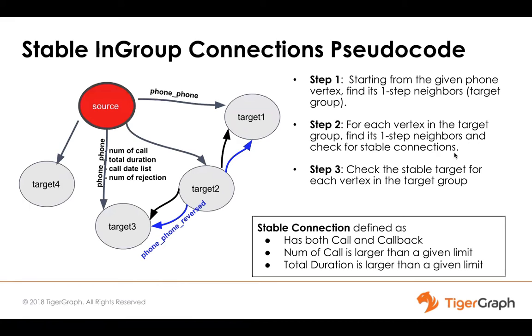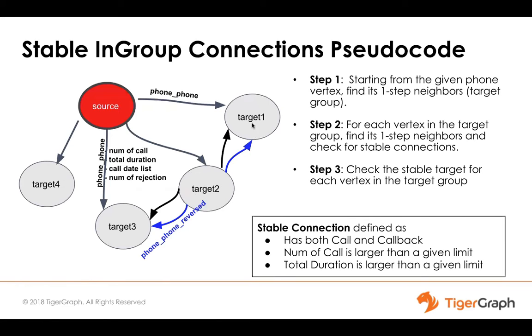Then, starting from each vertex in the target group, we find its one-step neighbors and check whether it has stable neighbors connecting with it. So we check the stable targets for each vertex to see how many neighbors have a stable connection. In order to check whether it's a stable connection, it's a little bit different from the previous one. In the previous one, you only had a source. You could send a count to the neighbors and find that a count equal to 2 means stable. But here we have multiple targets, and each target is doing the same thing at the same time.